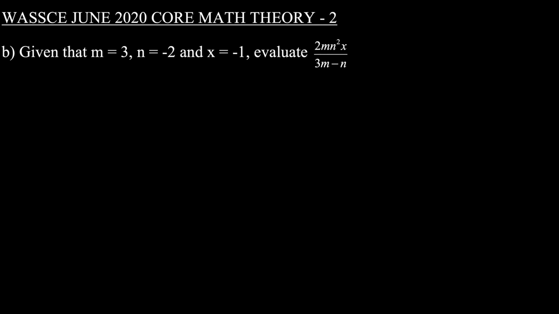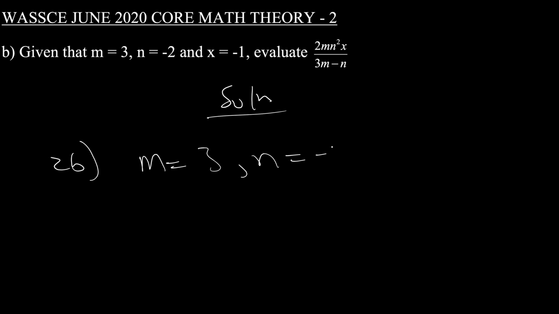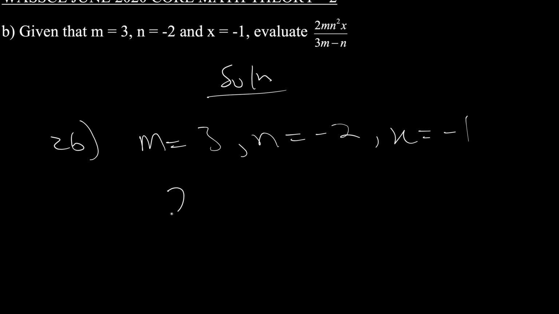So question 2b. Given that m is equal to 3, n is equal to -2, and x is equal to -1, evaluate 2mn squared x divided by 3m minus n. So let's begin with the solution for question 2b. So our m is equal to 3, our n is equal to -2, and our x is equal to -1. And we are evaluating 2mn squared x all over 3m minus n.